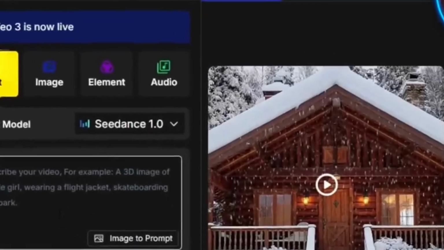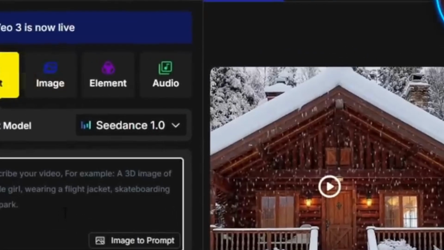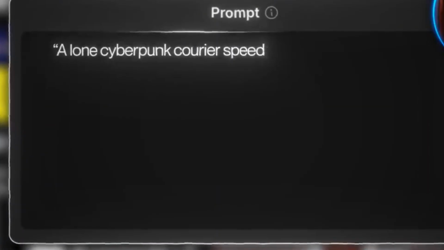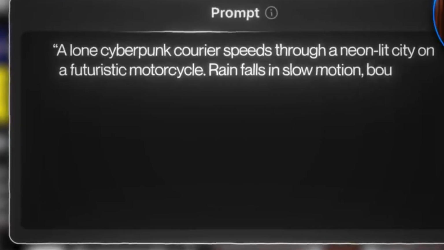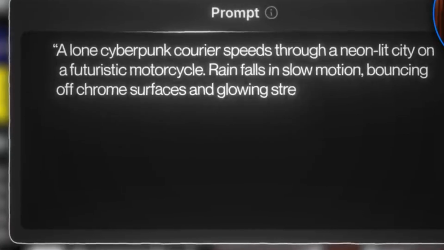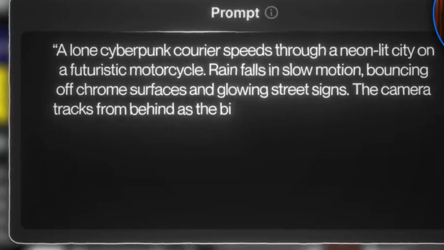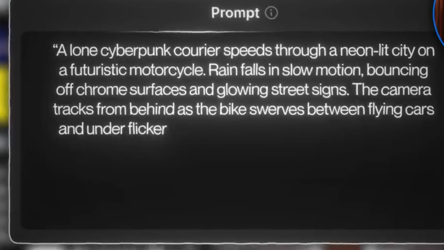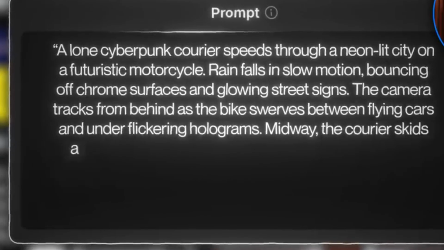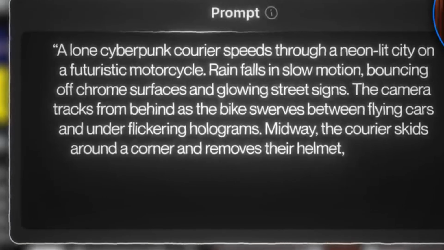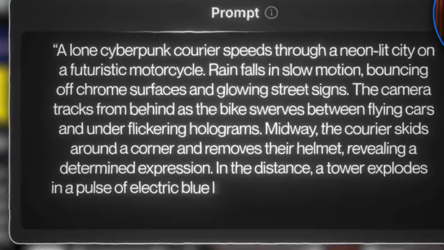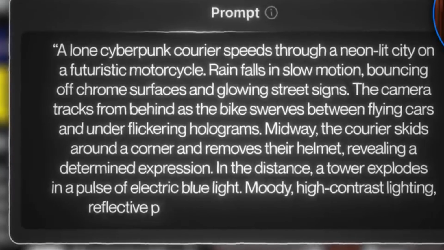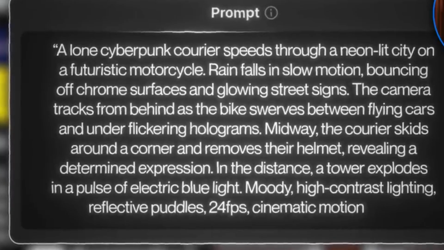Seedance supports both image and text generation, but for now, we're starting fresh with a prompt. Now I'll type in my prompt. For example, a lone cyberpunk courier speeds through a neon-lit city on a futuristic motorcycle. Rain falls in slow motion, bouncing off chrome surfaces and glowing street signs. The camera tracks from behind as the bike swerves between flying cars and under flickering holograms. Midway, the courier skids around a corner and removes their helmet, revealing a determined expression. In the distance, a tower explodes in a pulse of electric blue light. Moody, high-contrast lighting, reflective puddles, 24 FPS, cinematic motion blur.